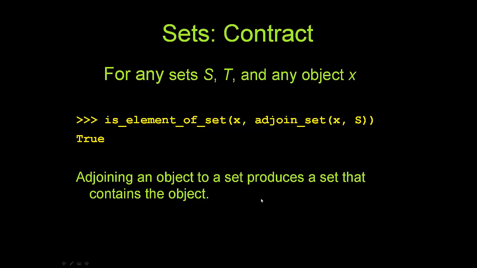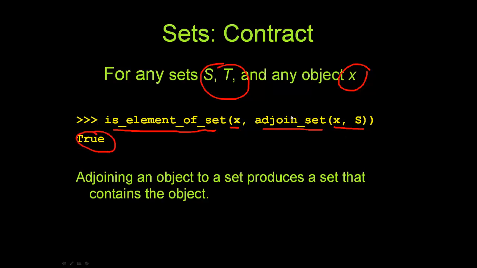All right, and a contract. What can a set do? For example, a contract is that for any sets S and T, and an object X, is-element-of-set X (adjoin-set X S) must be true. Basically, what happens here is adjoin-set adds element X to S. After that, this is a new set, and obviously it must contain X. So X must be an element of this new set.